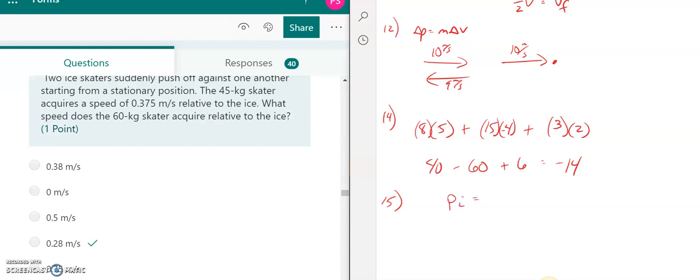So, initial and final momentums here. Initially it is 0. So finally, you've got the 45 kilogram person going at 0.375. The 60 kilogram person is going to have some new velocity. Multiply, divide, and it's going to be 0.28 meters per second in the opposite direction, so it would be -0.28 meters per second.